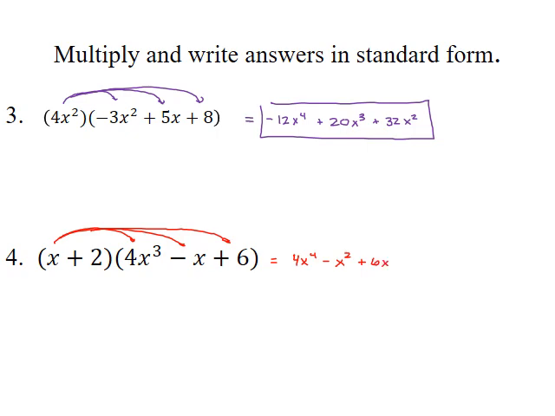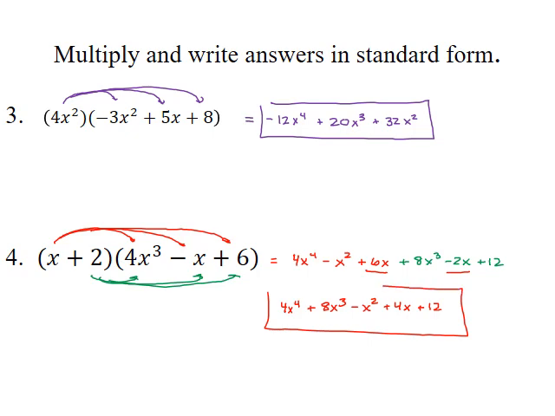And then if I come back, and I'll change to green here just so you can follow along, I'm going to take 2 and multiply it by everything as well. So that would be a plus 8x cubed minus 2x plus 12. And then you can put all of your terms together. So there's only one x to the 4th term, so that's 4x to the 4th. You have a plus 8x cubed, a minus x squared, and the only terms that go together are your x terms. So 6x minus 2x is 4x, with a plus 12. That is another example of the distribution property of multiplying polynomials.